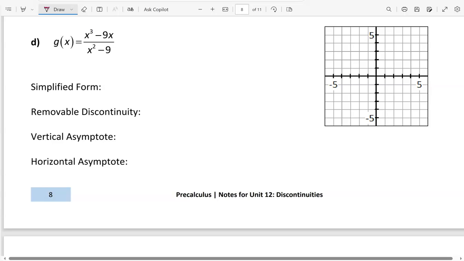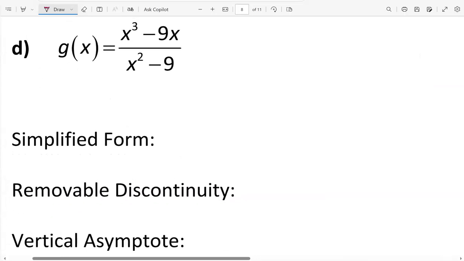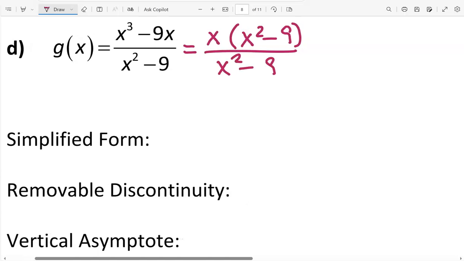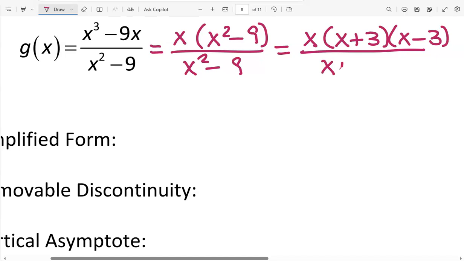Let's take a look at our last example. g of x is equal to x cubed minus 9x divided by x squared minus 9. Now I can factor an x from the numerator and we get x times x squared minus 9 over x squared minus 9. Before we get tempted to just cancel, I'm going to factor a little bit further. x squared minus 9 factors to x plus 3 times x minus 3, and the one on the bottom does as well.